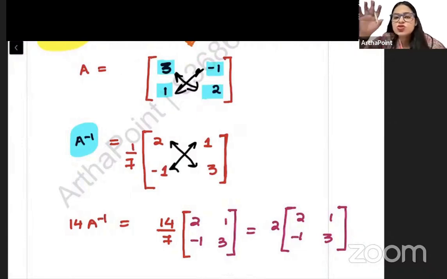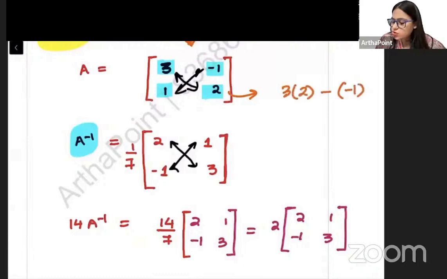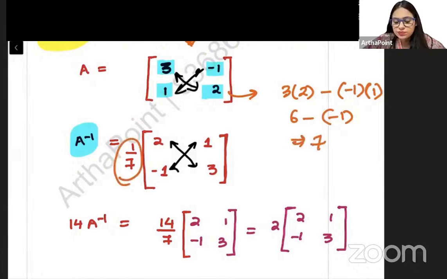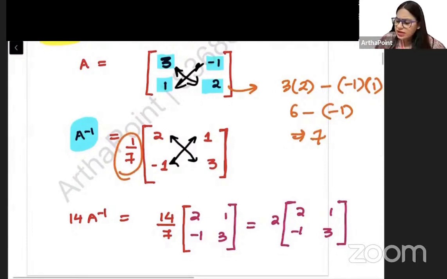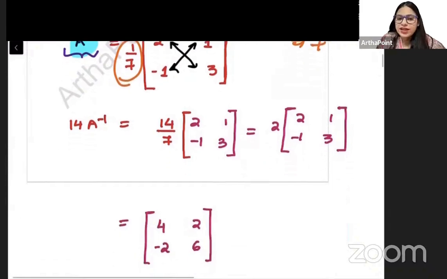So I find the determinant. The determinant will be 3 into 2 minus -1 into 1. So 6 minus -1, that means 7. So my determinant is 7, and this is simply the inverse of A. Once I have written the inverse of A, I will just multiply this with 14, because this is what they're asking me to do.